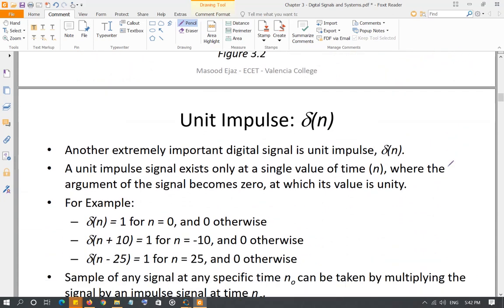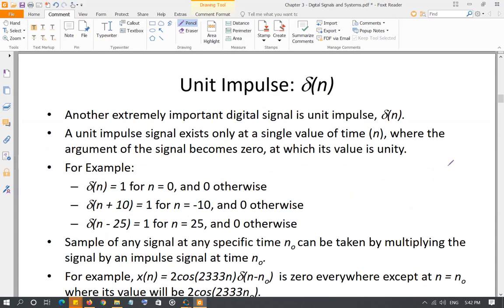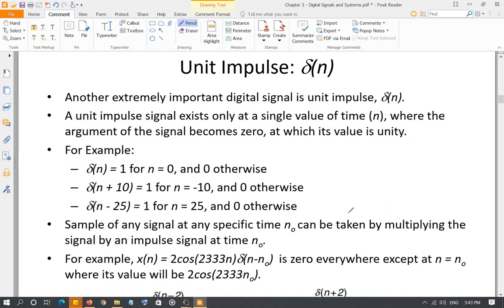The second important function is the unit impulse function. An impulse function basically has the value of 1 when its argument is 0, and for any other value of the argument, the impulse function is going to be 0. So impulse function delta n is 1 when n is equal to 0. Delta n plus 10 is going to be 1 for n equal to negative 10, where the value of the argument becomes 0, and for all the other values it is going to be 0. So the impulse function produces one value only on the scale of n.